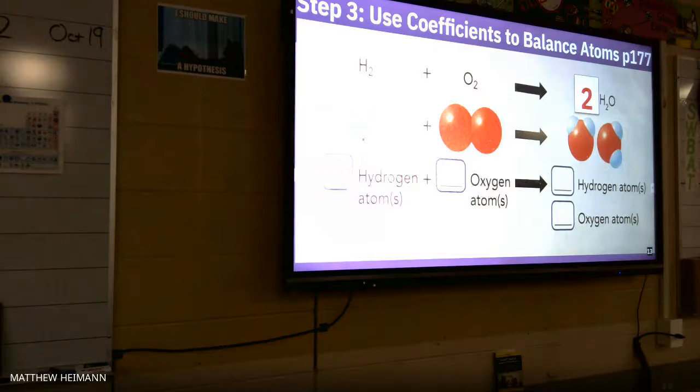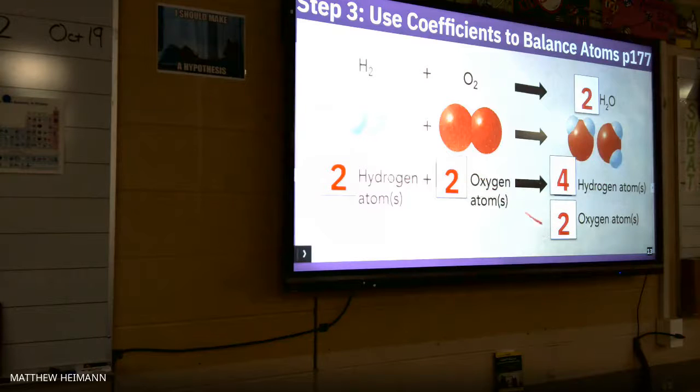On the left side, we have 2 hydrogen atoms and 2 oxygen atoms. That didn't change. But now on the right side, the numbers are changing a little bit. How many hydrogen atoms do we have now on the right side of the equation? Exactly. And how many oxygen atoms? Great. Now oxygen is balanced, but hydrogen became unbalanced.